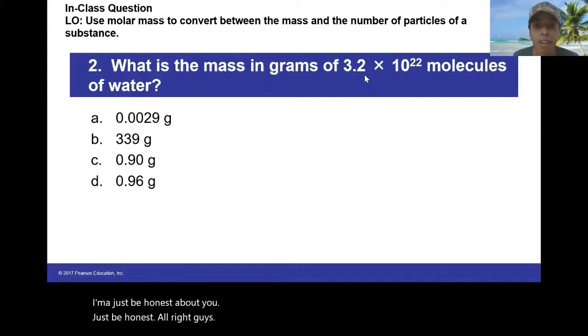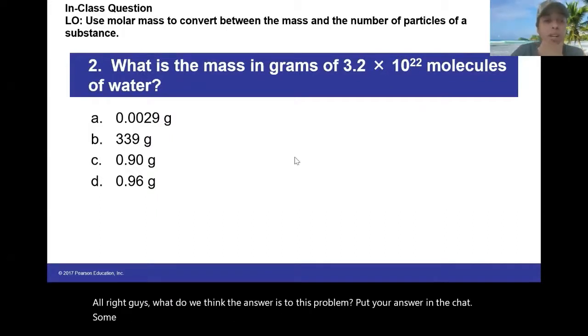What is the mass in grams of 3.2 times 10 to the 22 molecules of water? Let's see how we solve this problem.